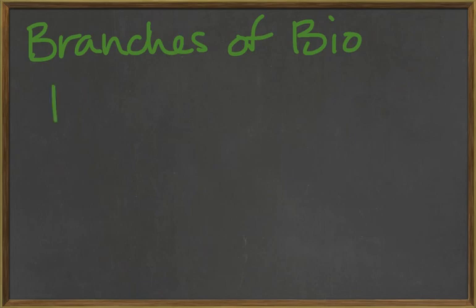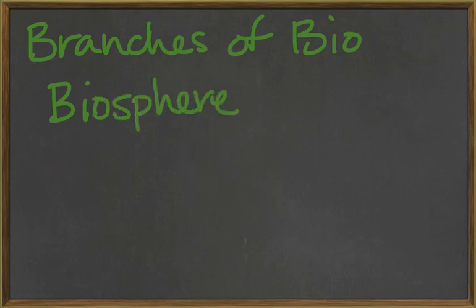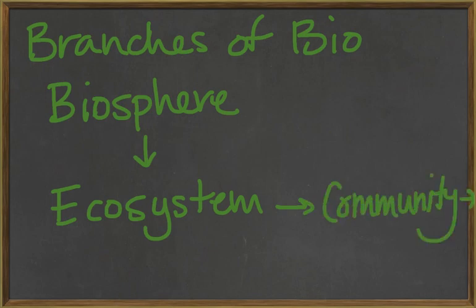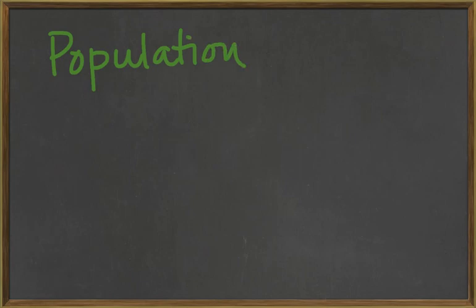First level, or first branch, is called the biosphere. The biosphere then goes down into the ecosystem. The ecosystem then goes down into community. Community then goes down into population. Population, you can break it down into organism.